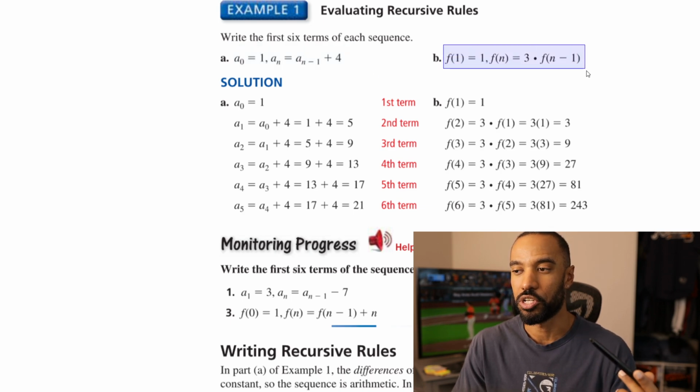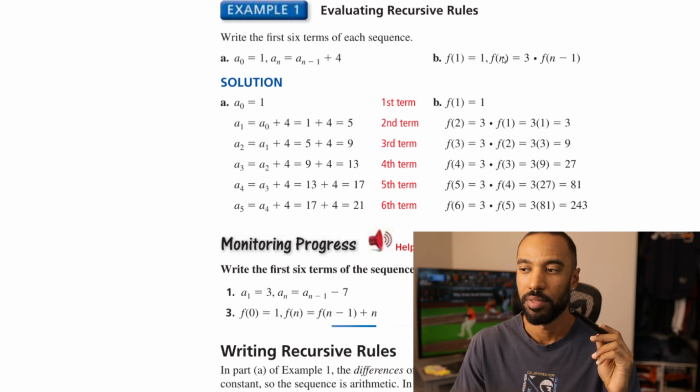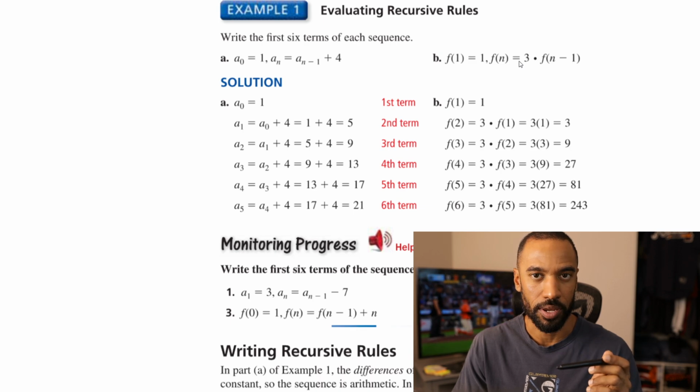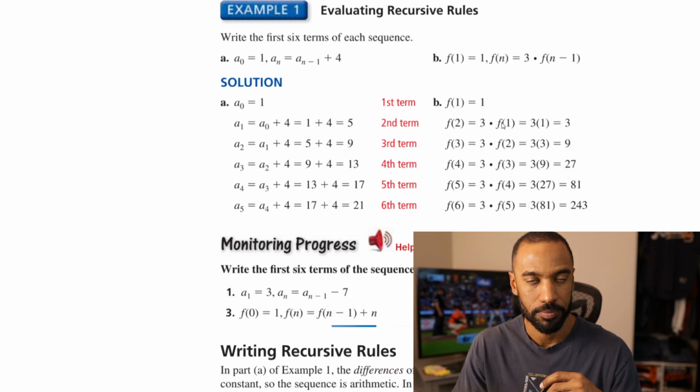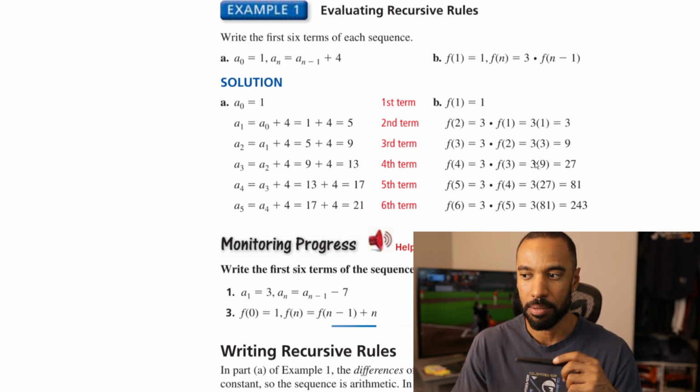The next one uses function notation. The value of the first term is 1. That's f of 1 is 1. And for the value of the next term, you take the previous term and multiply it by 3. So if the first term is 1, the second term will be 3 times the first term. 3 times 1 is 3. 3 times the next term, 3, is 9. 3 times 9 is 27, etc. Multiply by 3 each time.